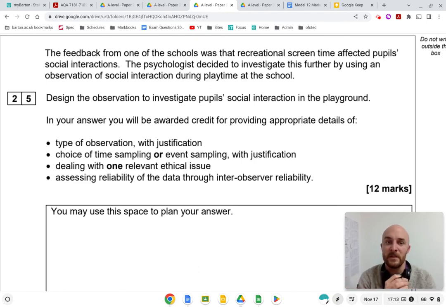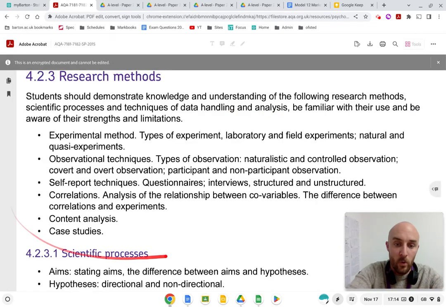The psychologist decided to investigate this by doing an observation. And if you have a look here, again, the bullet points they give you are specific to the research method they're asking you to do. So in this case, type of observation with justification. Are you using time sampling or event sampling? If you don't know what time or event sampling are, you can't answer that question. So you need to know, as I say, you need to know all of this.